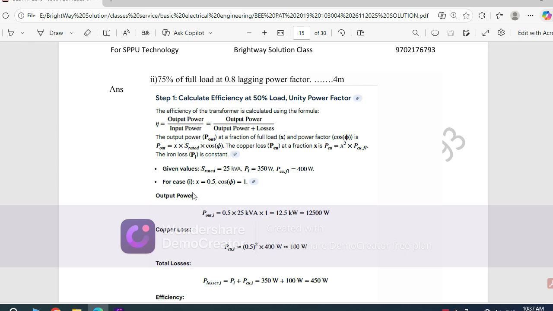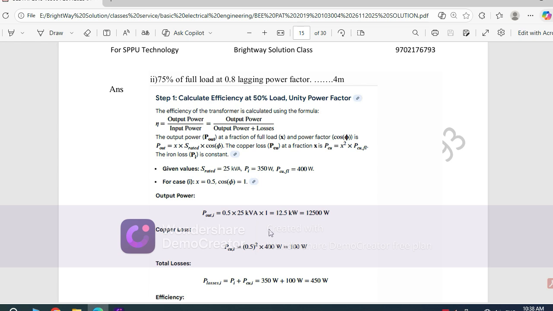Now the first case is 50% loading, and the power factor is 1, unity power factor, half loaded. First calculate the output power. The formula is x into 25 into 1, that is VI cos phi, the active power, multiplied by the factor x. It's half loaded, so we get an output power of 12,500 watt.